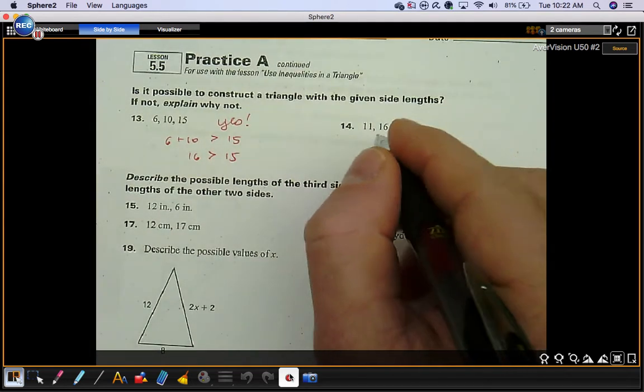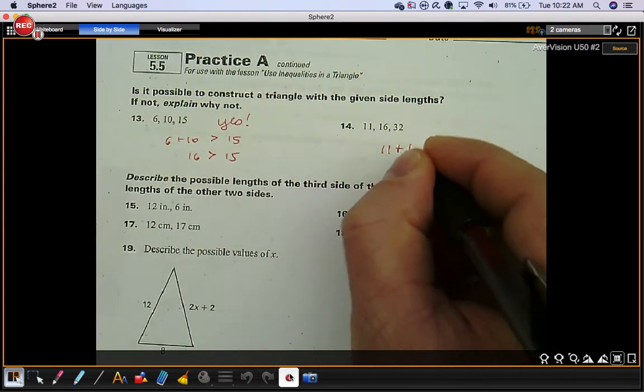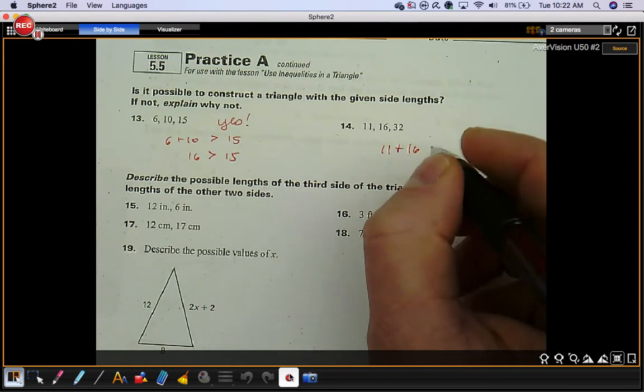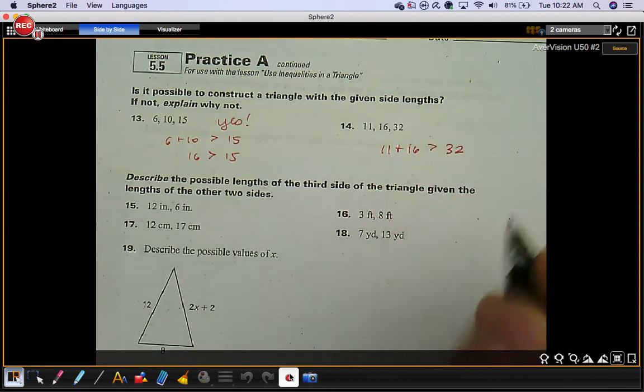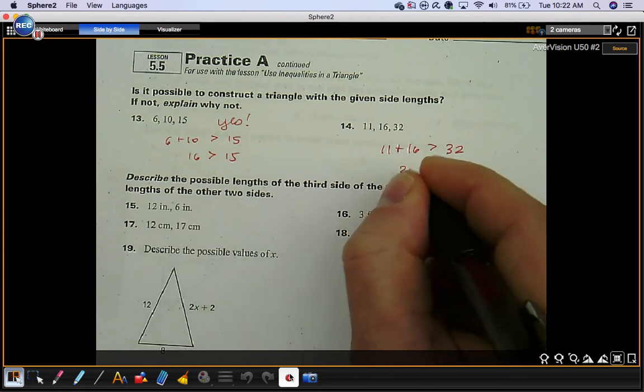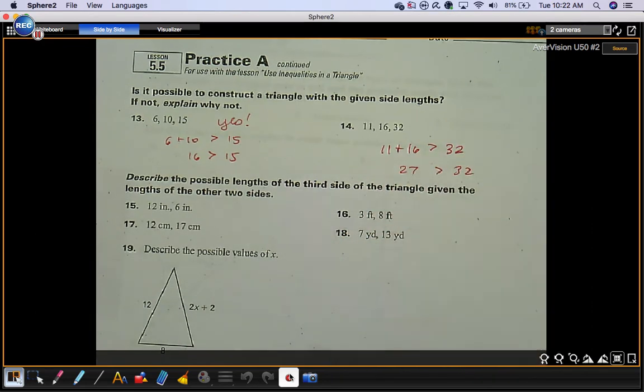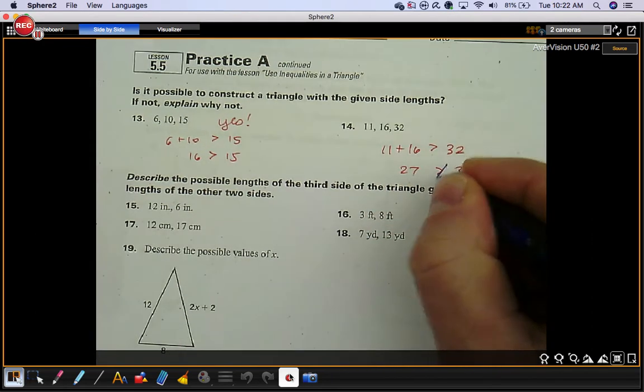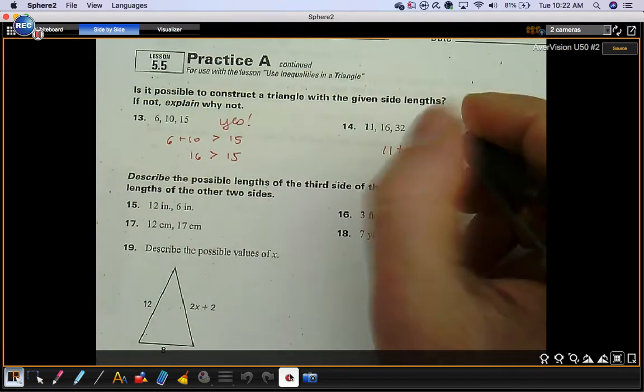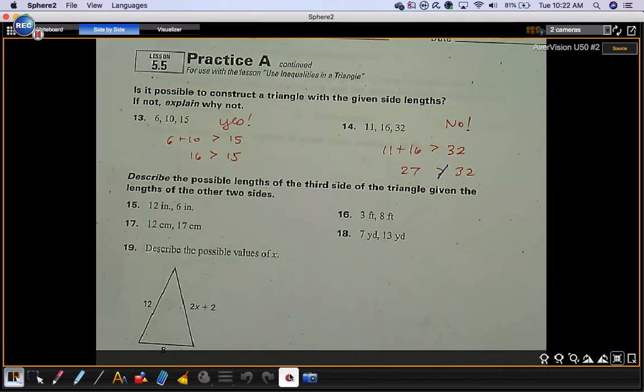Number 14, again, they're in order. 11 plus 16, that would be the two smallest. Is that bigger than 32? 11 plus 16 is 27. Is that bigger than 32? It definitely is not. Does this make a triangle? No, it doesn't.